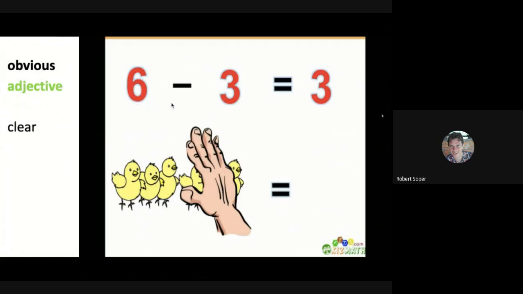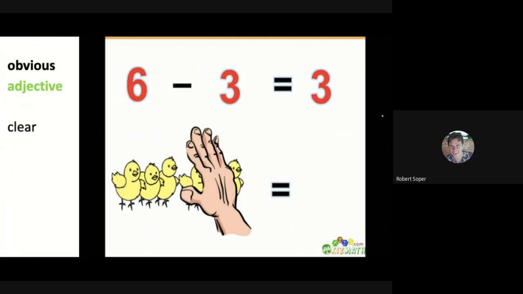So over here we have a very obvious maths equation. And as you can see, it's not at all difficult. It's very clear what the answer is. So it's 6 minus 3 equals 3. This is obvious. It's clear. We don't need to think about it. The opposite of obvious would be complex. Okay? So obvious things are easy for us and clear for us to understand.